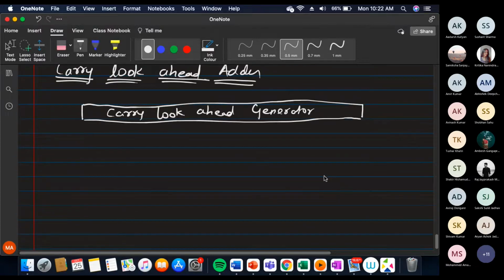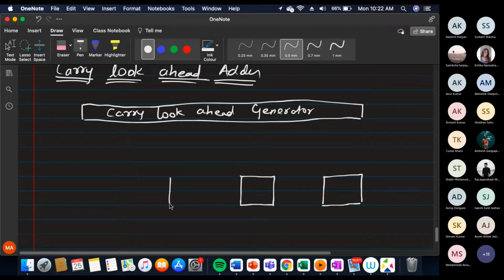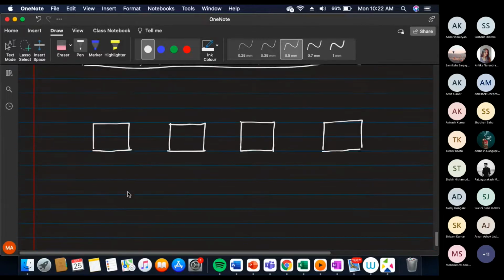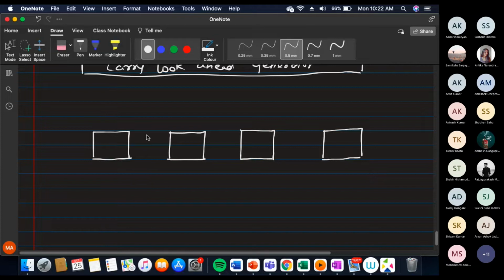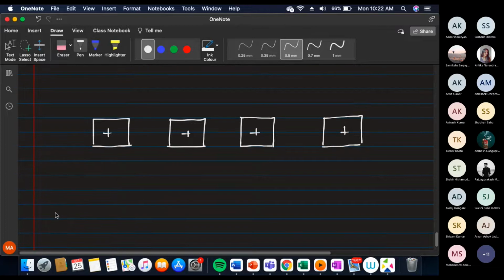Apart from that, we'll require 4 adders. This is 1, this is 2, 3, and 4. Is this clear so far? Since it is an adder, you need to put a plus over there. So what are the inputs which are given?